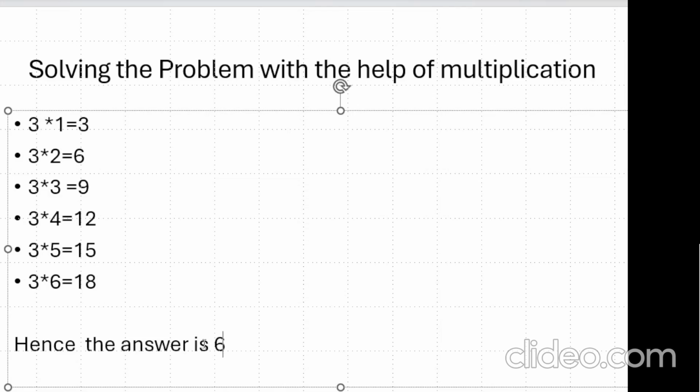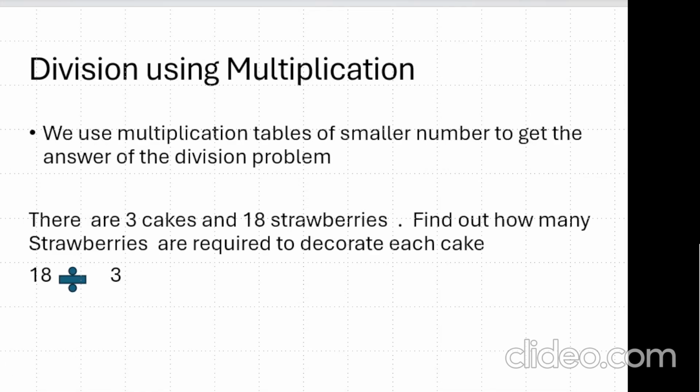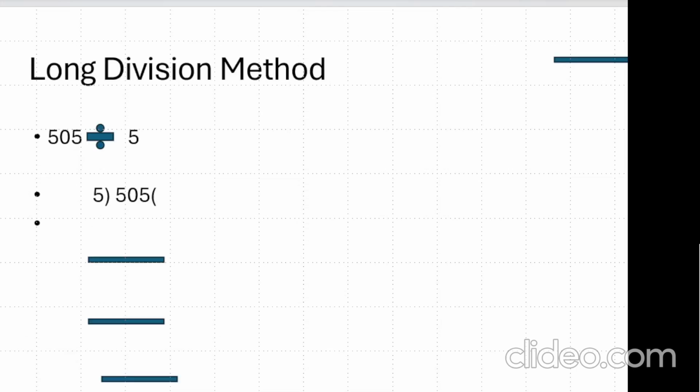So in order to decorate 3 cakes, we need 6 strawberries each. Each cake requires 6 strawberries, which means 6 strawberries will be used to decorate each of the three cakes. Hope you've understood this method as well.